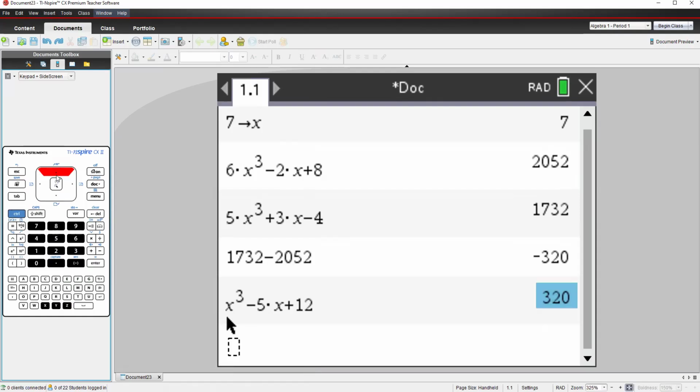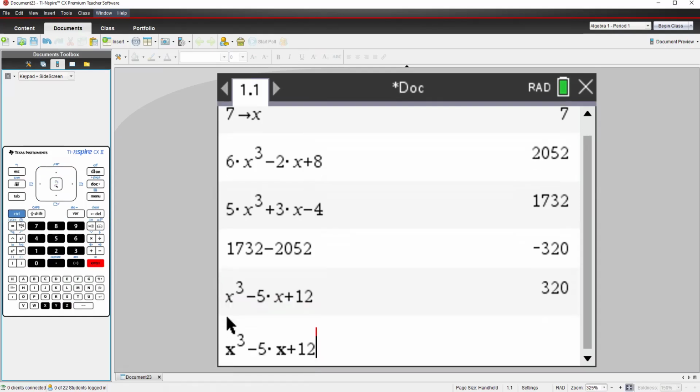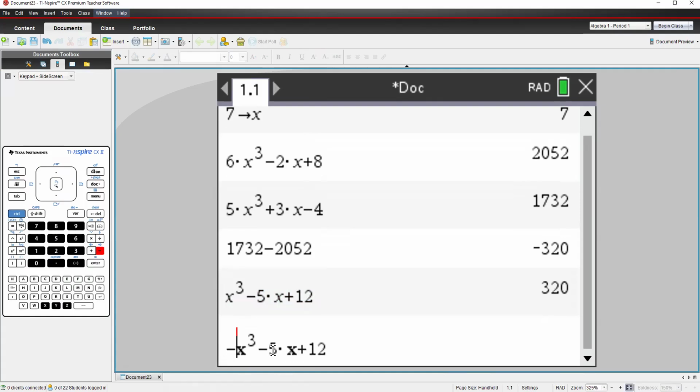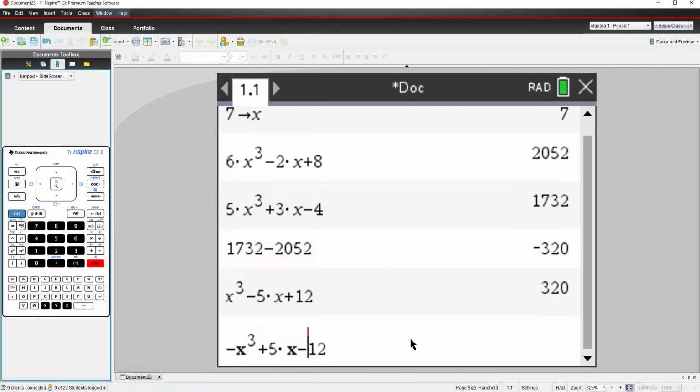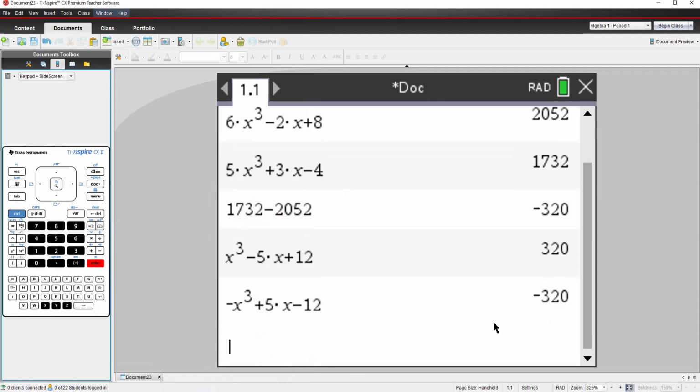What I'm going to do is copy this, and then change this to a negative, and then change this to a positive, and then change this to a negative, right? So basically I've already eliminated choice 1, but I'm trying choice 3 since it was close, and when I do that and press enter, I get a negative 320. So this is actually my answer.